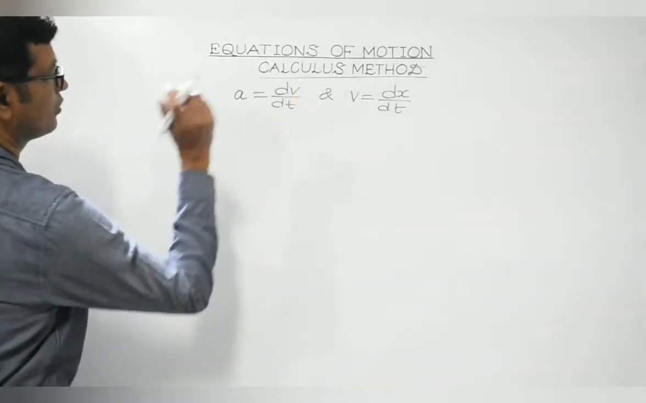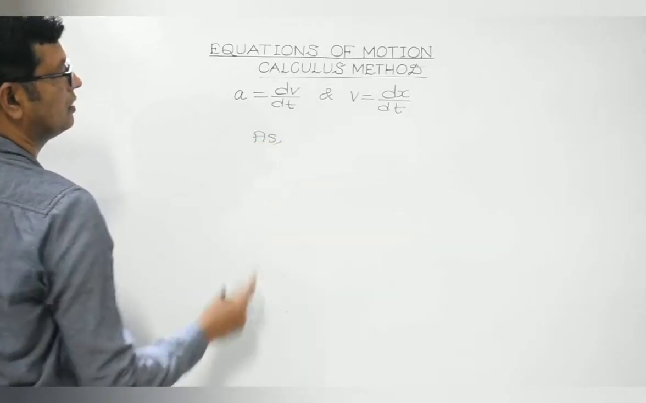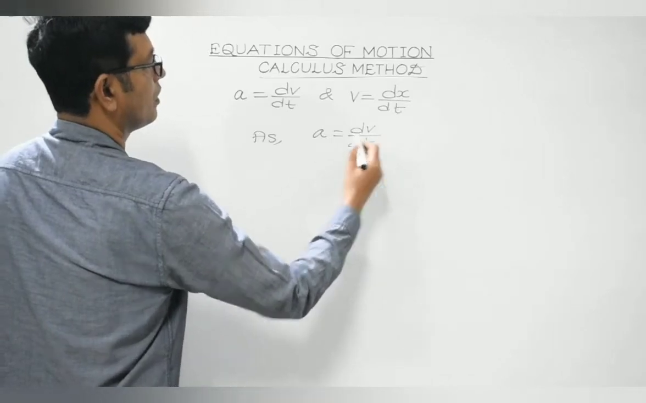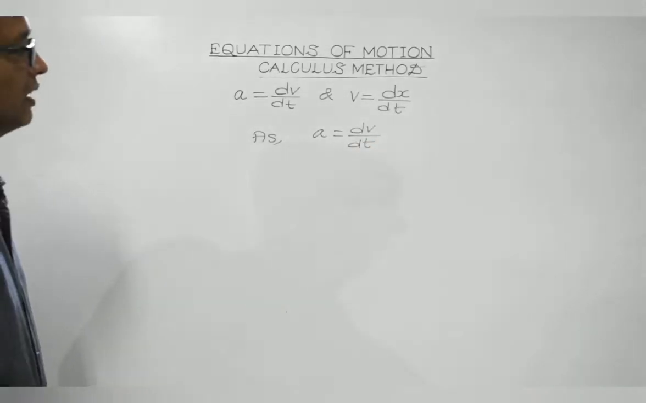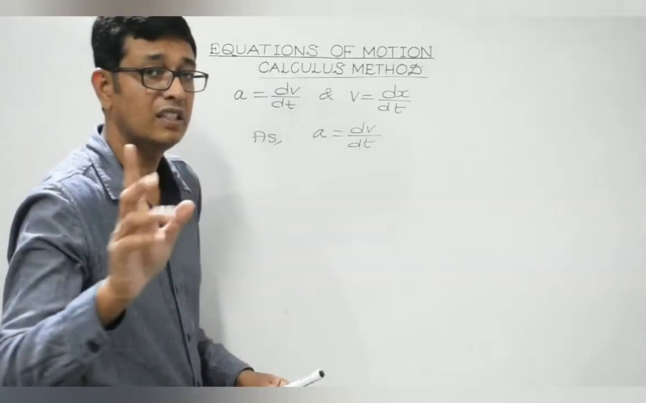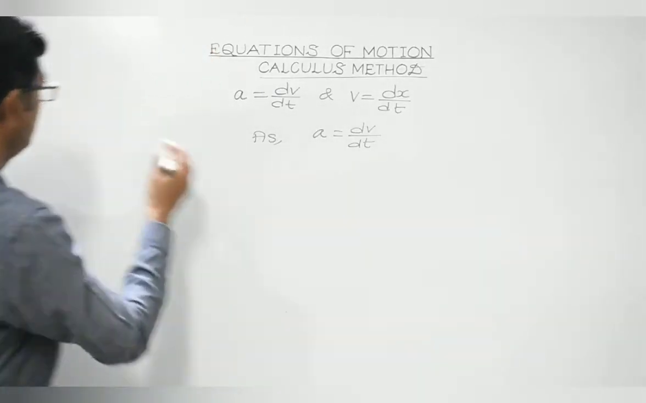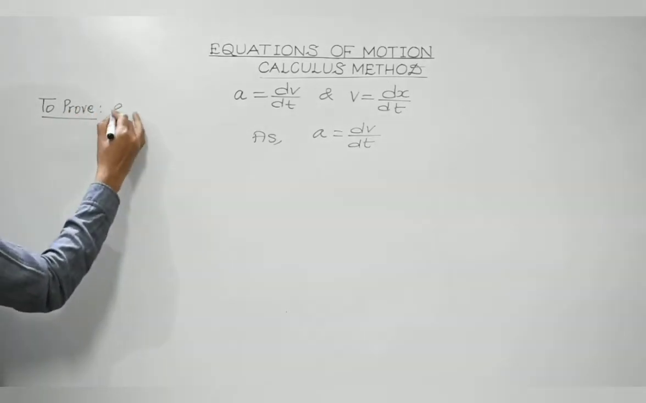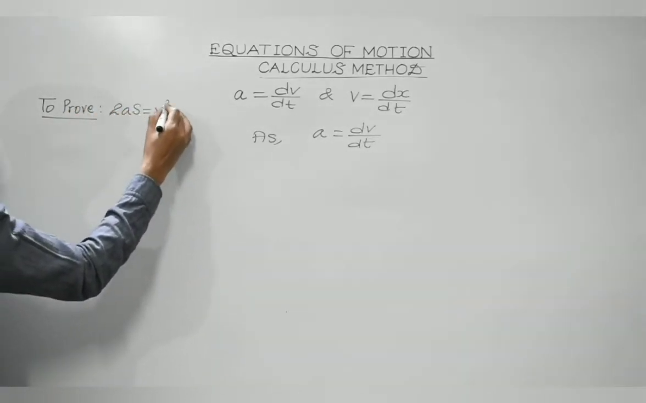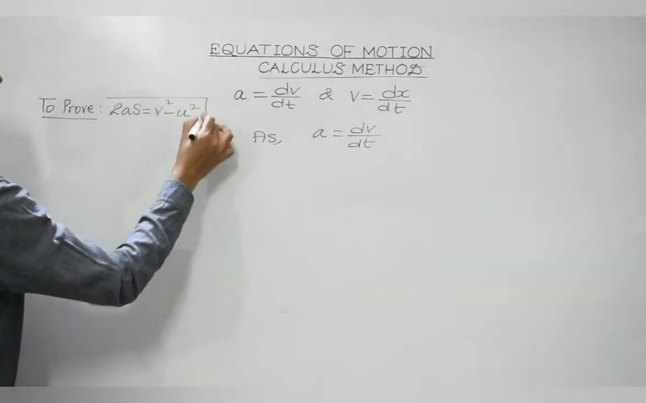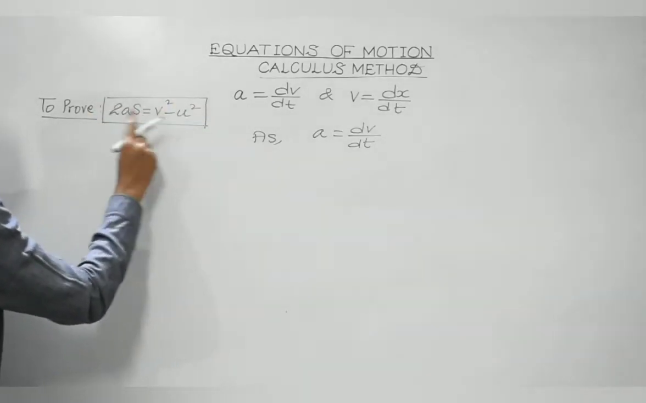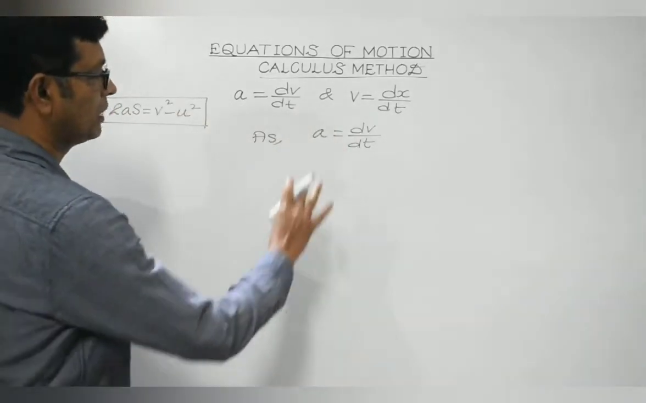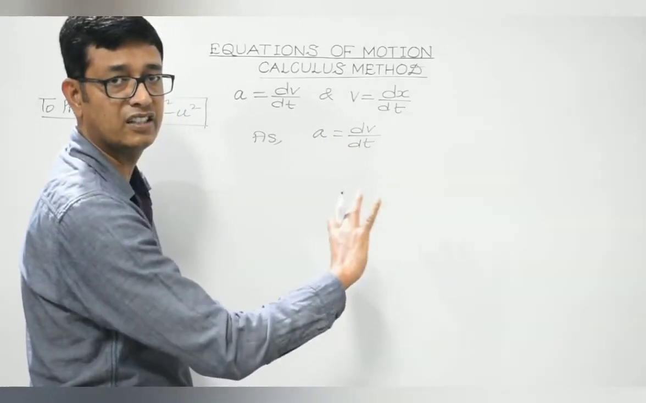So let's start with this. a equals dv by dt. Now multiplying both the sides by dx, because in the third equation, remember, we need to prove that 2as is equal to v square minus u square. This is to be mathematically proved. So t needs to be eliminated. Time needs to be eliminated. So what to do is multiply both sides by dx and rearrange the terms.